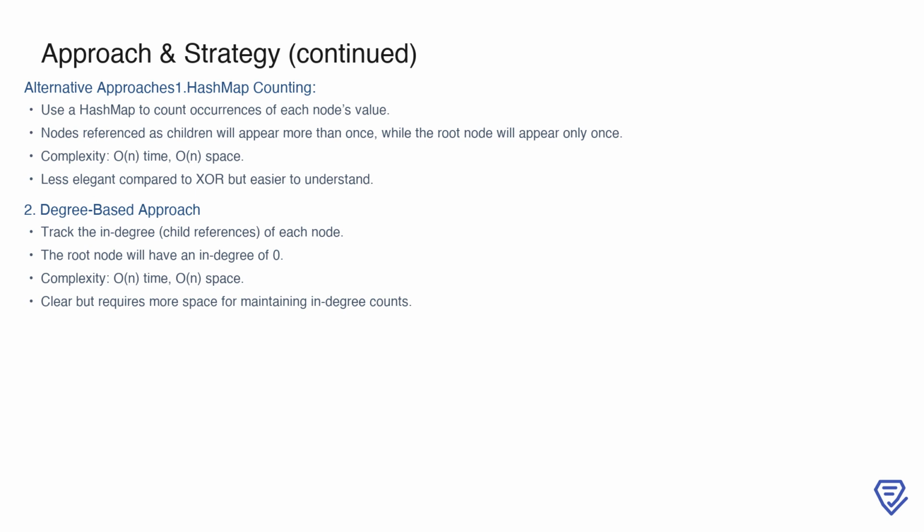Another alternative is the degree-based approach. This method involves tracking the indegree of each node, which is the number of times a node is referenced as a child. The root node, having no parent, will have an indegree of 0. Like the hash map method, this approach has O(n) time and space complexity. It's clear and straightforward but requires maintaining an additional data structure to track indegrees. Both methods are viable, but they involve extra space and don't match the simplicity of the XOR method.